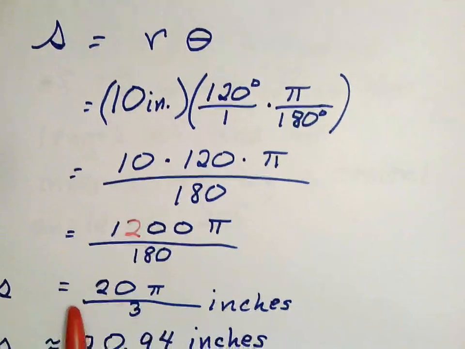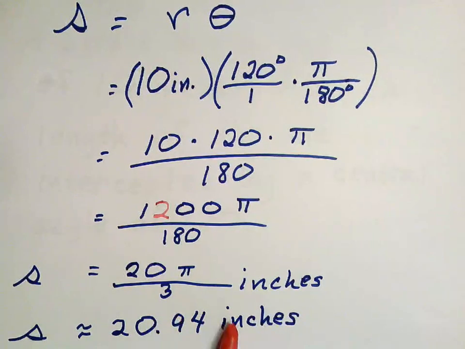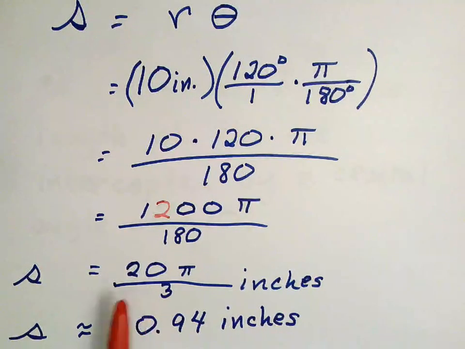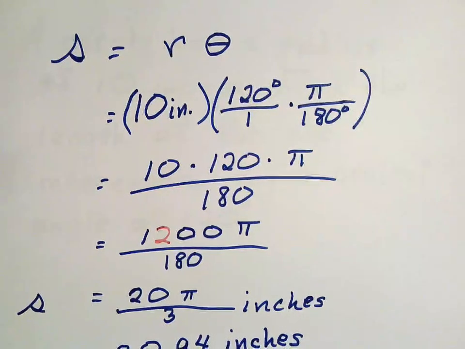And that reduces to 20 pi over 3 inches. This is exact. See the 20 pi over 3 inches. This is approximately 20.94 inches. So again, this is our formula for finding the arc length of the circle.